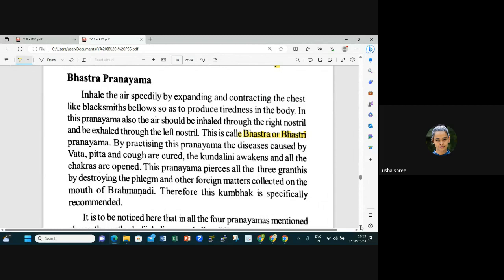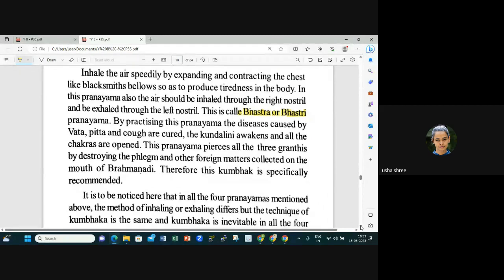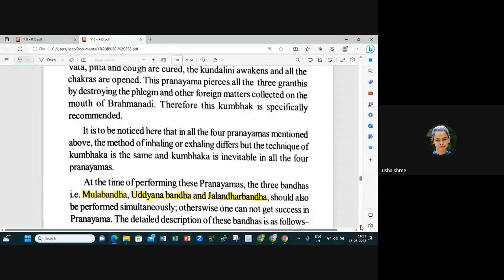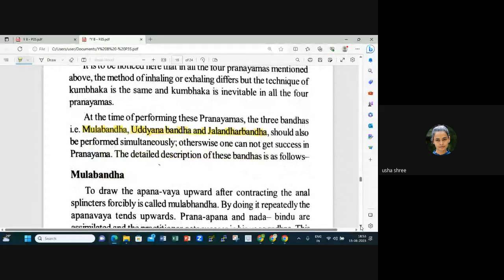But the concluding paragraph says that all 4 pranayamas have kumbhaka, and kumbhaka is inevitable for all these 4 pranayamas. That raises a clear question, ma'am. If there is a shloka for this concluding paragraph, then it will be very clear what they are intending to say. Yes, when we go through the slokas, then it will be clear to all of you.